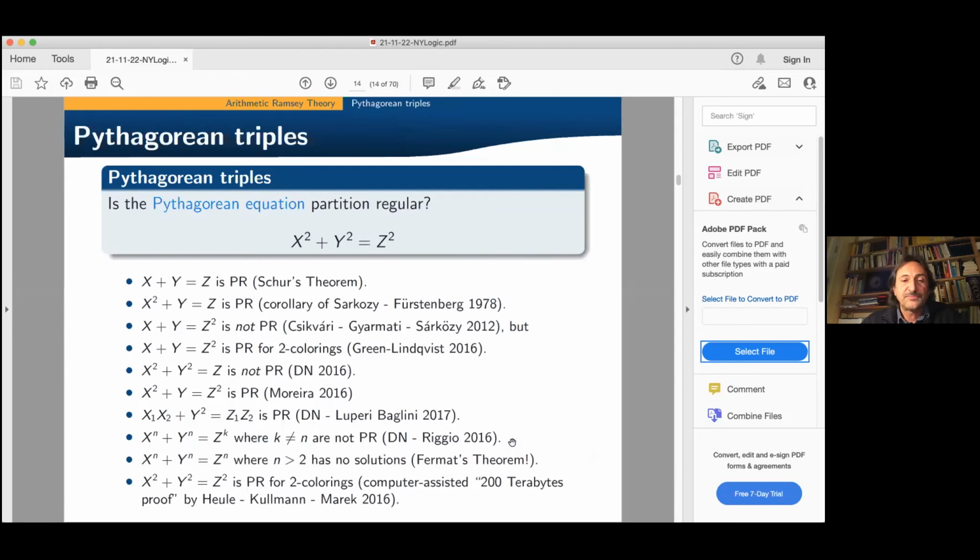Now, let me just mention several partial results about the Pythagorean triples that seem to suggest that the equation is partition regular, but this is not a theorem yet. And you can see, we can start from Schur's theorem. Then we have variations like x squared plus y equals z. It is partition regular. It is a result by Sárközy and Fürstenberg. x plus y equals z squared is not partition regular. And we will see a proof of that by non-standard methods that I would like to present just to give you an idea of the non-standard methods I'm going to introduce.